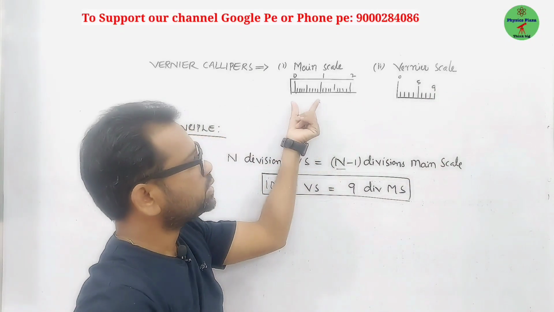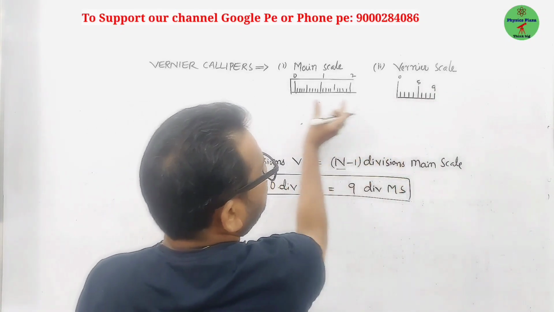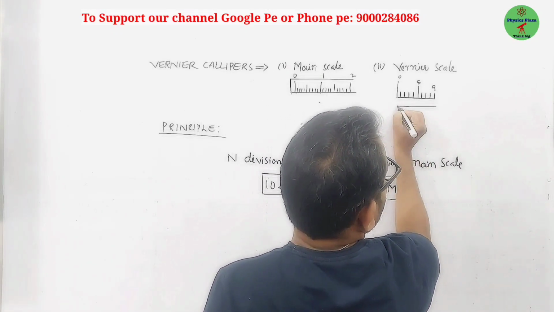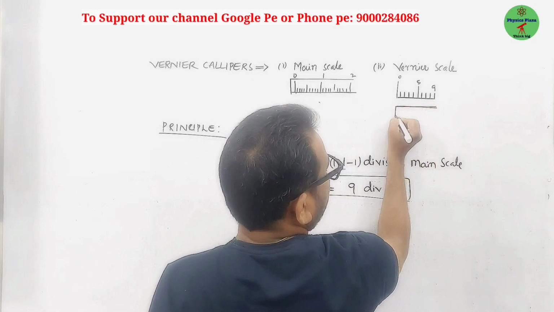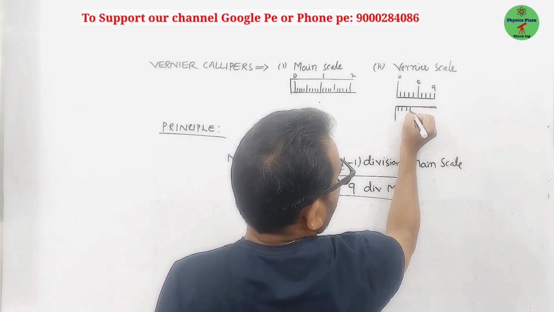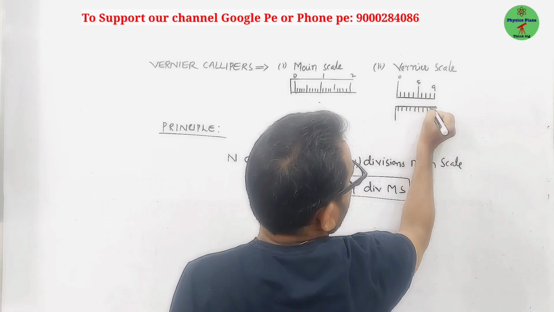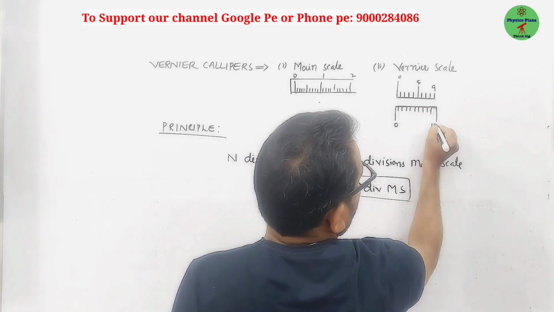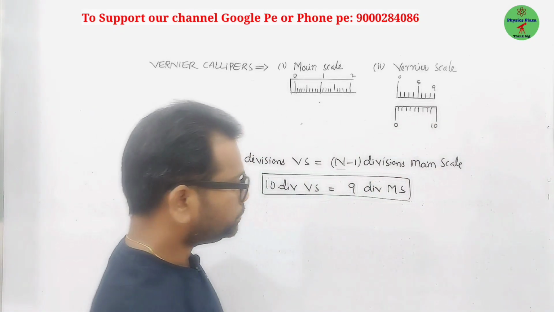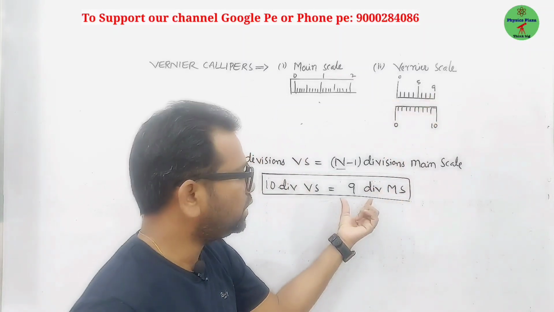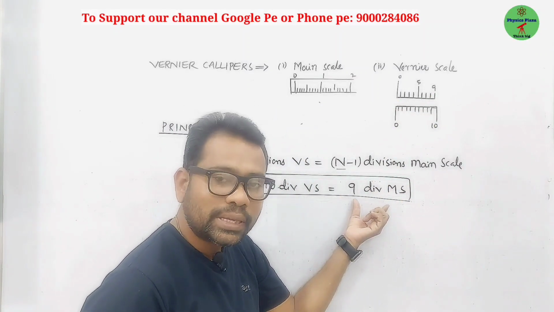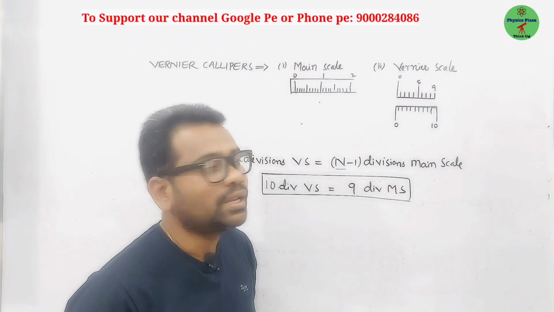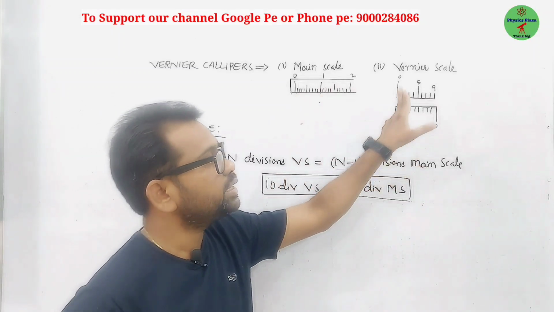Now this 9 millimeter length of the main scale, we are going to divide from here to here into 1, 2, 3, 4, 5, 6, 7, 8, 9, 10. Try to understand, very important. 0 to 10. This is what actually the meaning of this. So a length of 9 millimeters on the main scale is divided into 10 equal parts. This is how the vernier scale is designed.